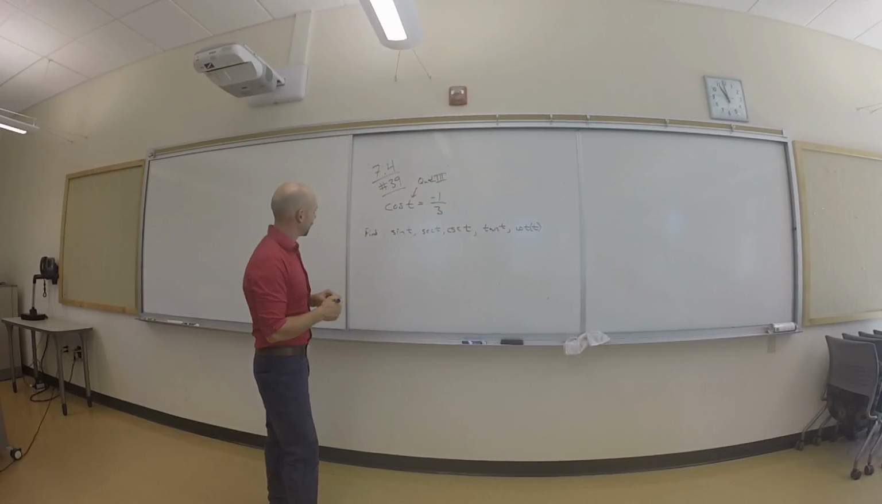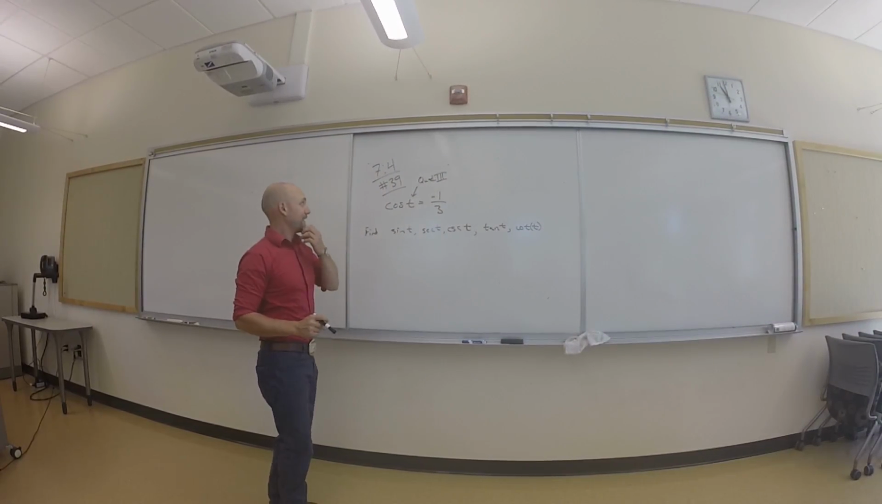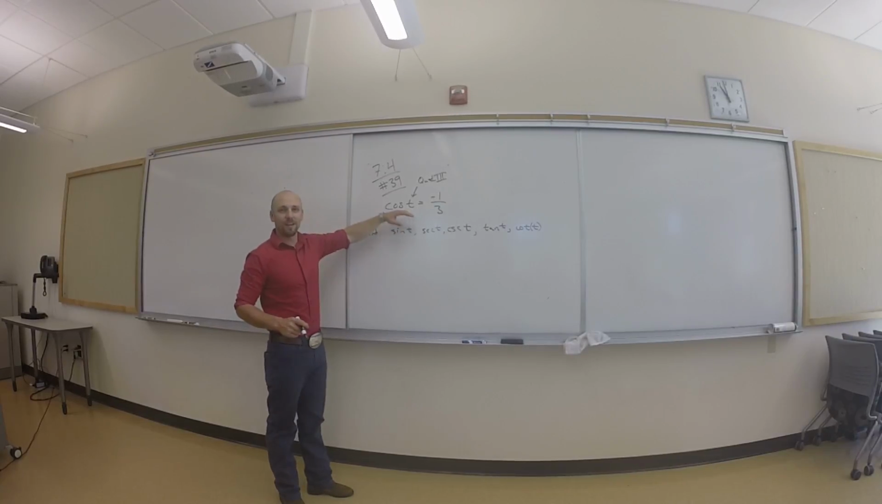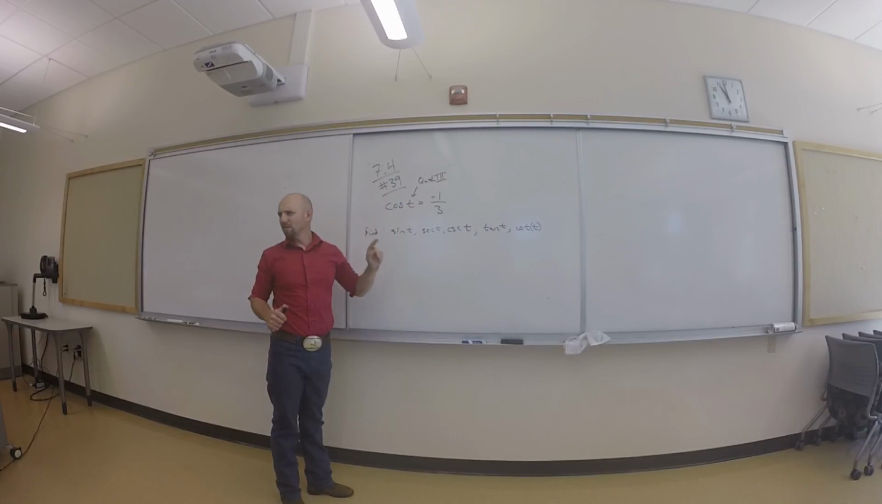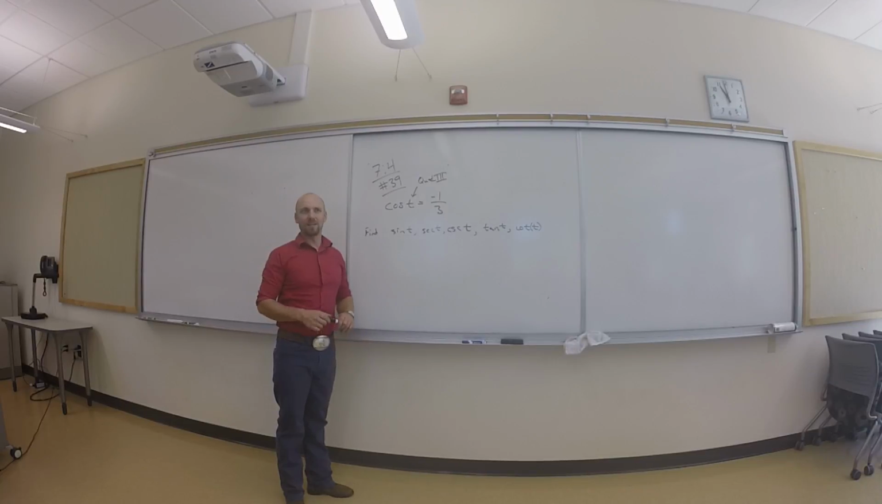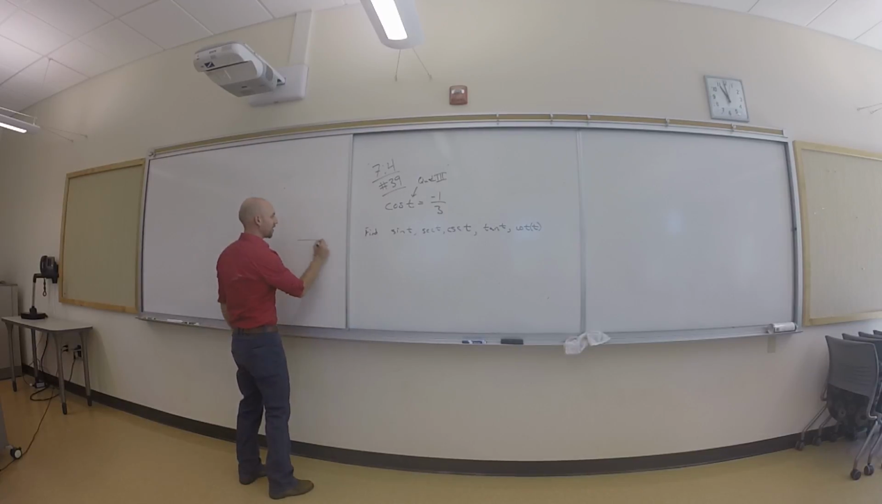Super cool problem. 7.4 number 39. That was a lot. They gave me cosine of t is minus 1/3, and they told me t is in quadrant 3. Why? What does that mean? That's going to tell me where the negative signs are, right? So t is an angle that looks something like this.